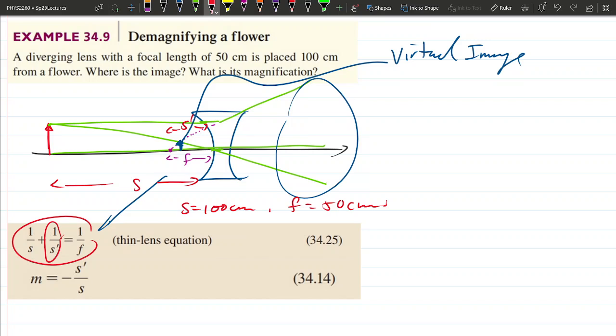Sorry, bad drawing. S prime is the distance from the lens to the image. I think I drew it towards the focal length. And the magnification you can calculate by just figuring out what S prime over S is. Usually when you calculate the magnification, you don't take the sign into account. It's gonna come out negative, but whatever it is, just put a positive. In this case, it's gonna be less than 1 because it's actually a demagnifying glass.